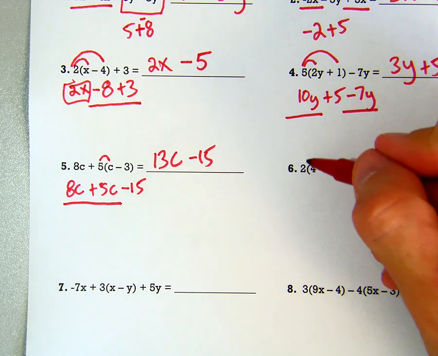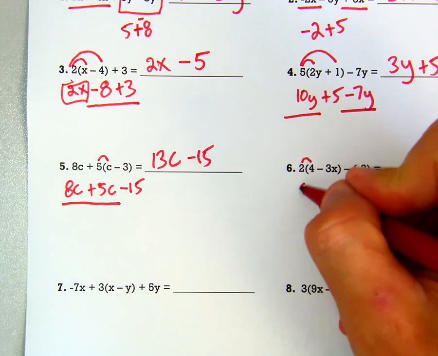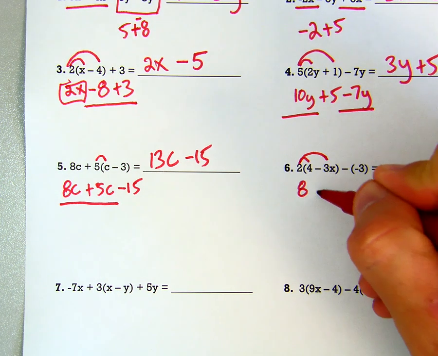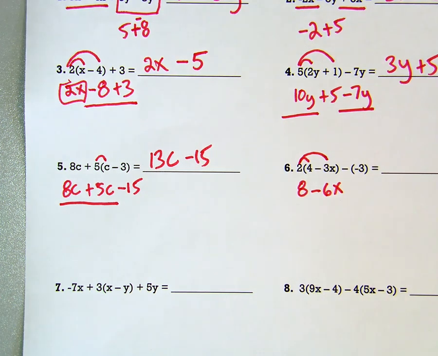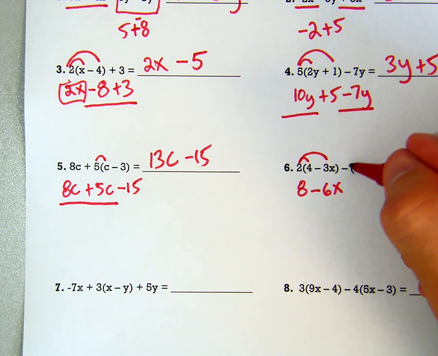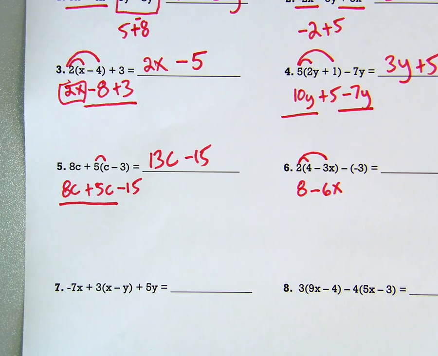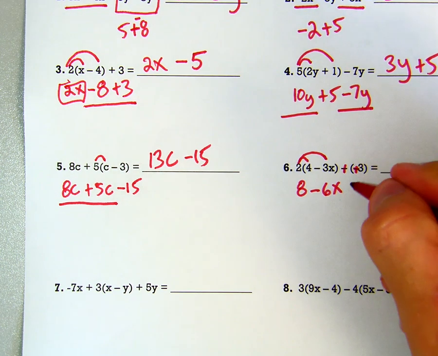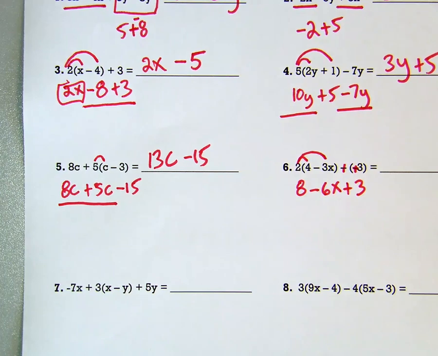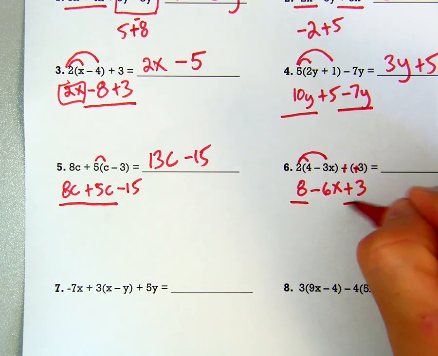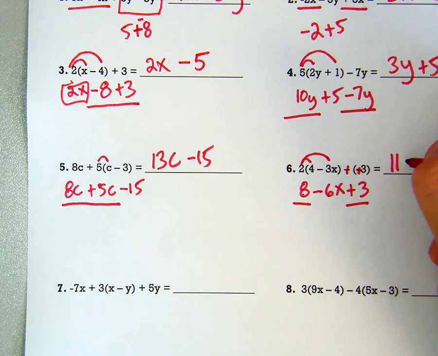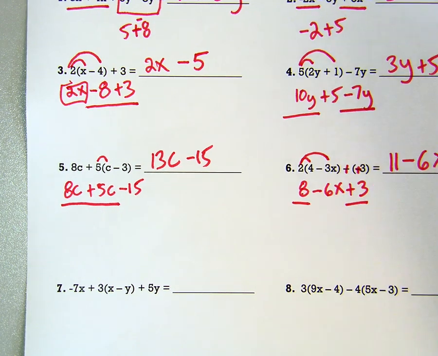Alright, number 6, let's go ahead and distribute it out. 2 times 4 is 8. 2 times negative 3 is negative 6, so negative 6x or minus 6x. And then I'm going to go ahead and simplify. Instead of having minus negative 3, I'm just going to go ahead and add the opposite. So it is now plus 3. Combine my two like terms. I have 8 plus 3, which is 11. And then let's use my minus 6x.